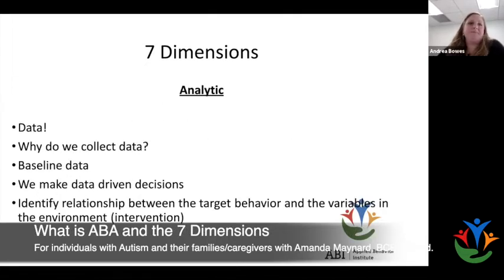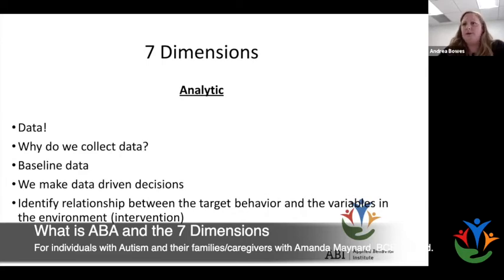Analytic. So we make data-driven decisions. BCBAs love their data, they love their science. We love to collect data, we love to analyze data. And the reason why we collect the data is to identify a relationship between the behavior that we're looking at and variables in the environment.